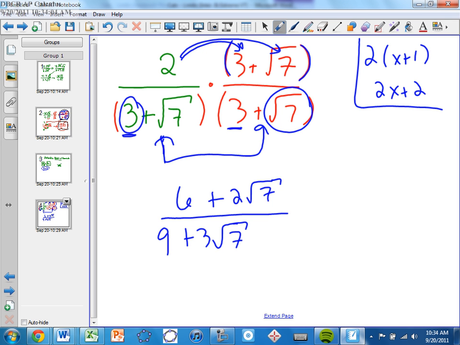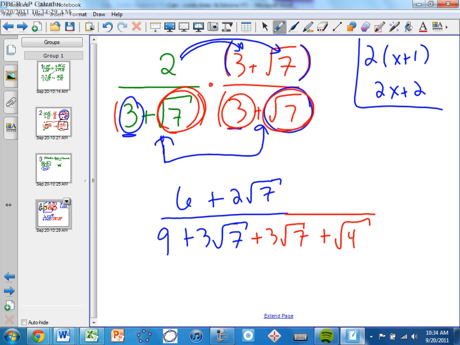Okay, we did first, then we did outer. Here's inner. So we're going to multiply this 3 times the radical 7 again, so plus 3 radical 7. And then finally, what does the L in FOIL stand for? Last. The last terms are radical 7 and radical 7, radical 49, which is really just 7. I'm going to put radical 49 for now, but again, you can just write 7 if you want in your notes.